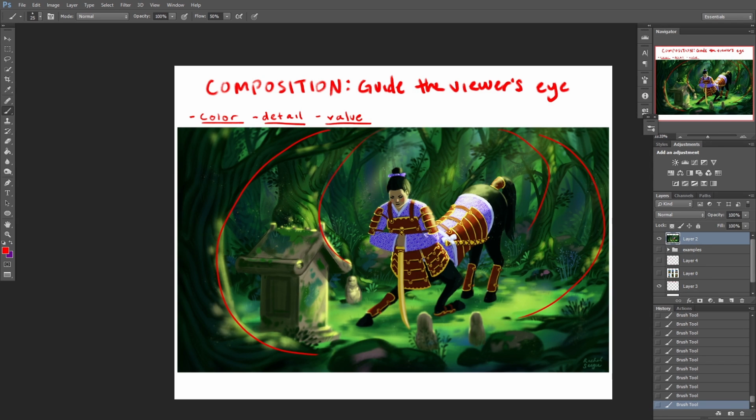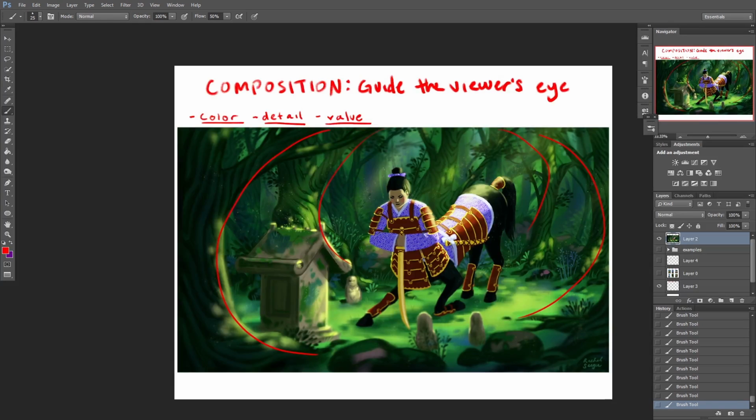Another way to do that is using detail differences. So even though this is a very busy background and there's a lot happening, the level of detail and the refinement of the detail on the character is a lot higher. So our eye is also naturally drawn to places that have more detail, because we tend to focus on the things that are in the most focus, basically, and detail implies focus. So we naturally are drawn to that.